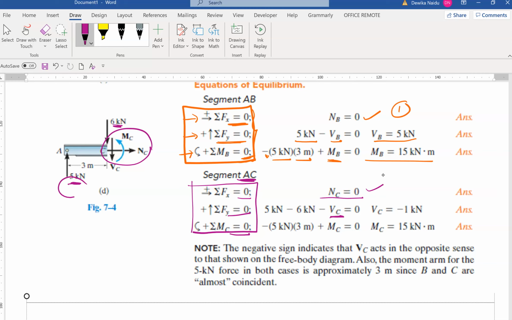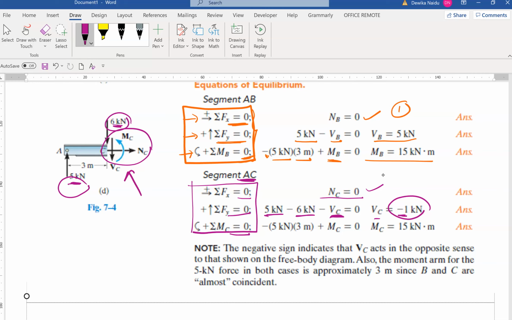So what do we have here? 5 pointing up positive, 6 pointing down negative, and we have the Vc, which is negative. So, conclusion, Vc will be negative 1 kilonewton. Now what does it mean by Vc equals negative 1 kilonewton?